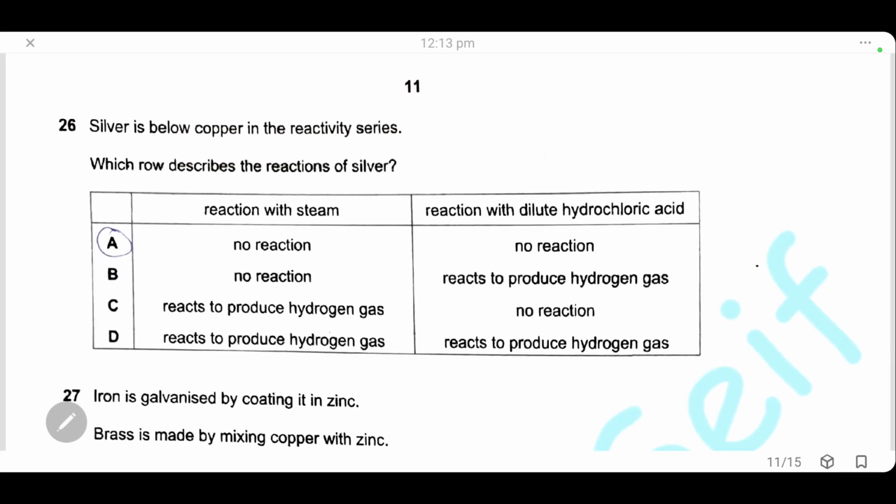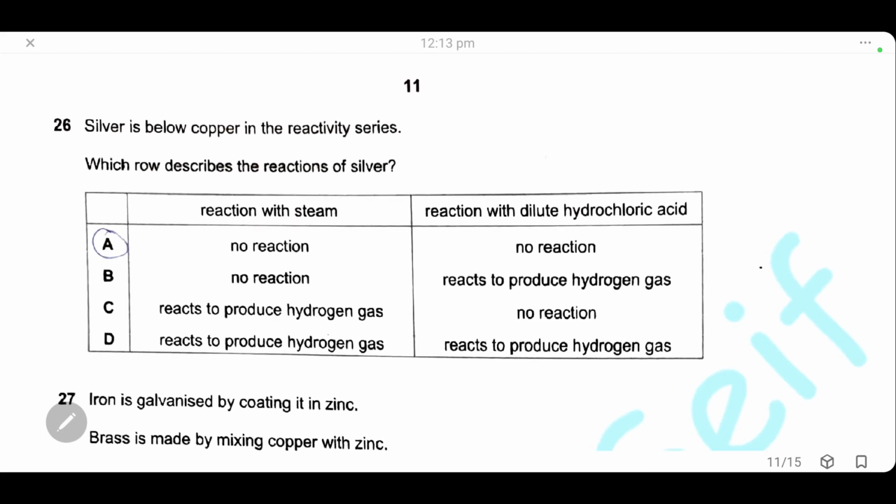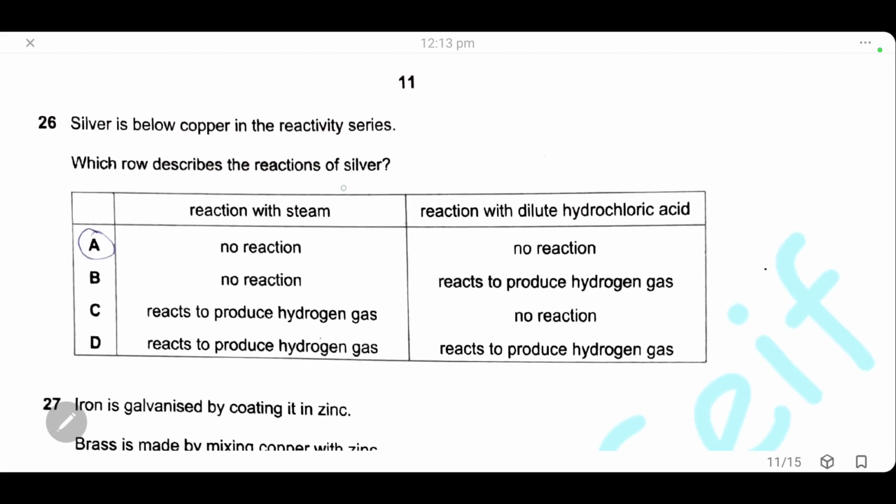Question 26. Silver is below copper in the reactivity series. Which row describes the reaction of silver? Silver with steam, of course, no reaction. Silver with dilute hydrochloric acid: because it is below copper in the reactivity series, it is also below hydrogen, so it will have no reaction with hydrochloric acid and no reaction with steam. The answer will be A.